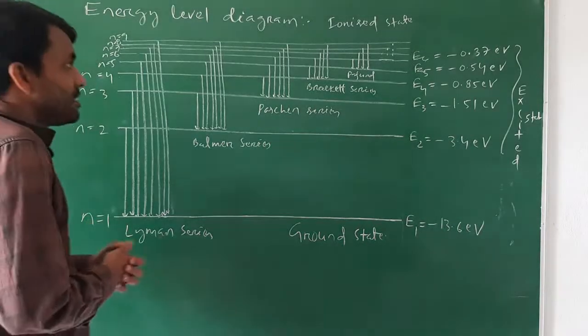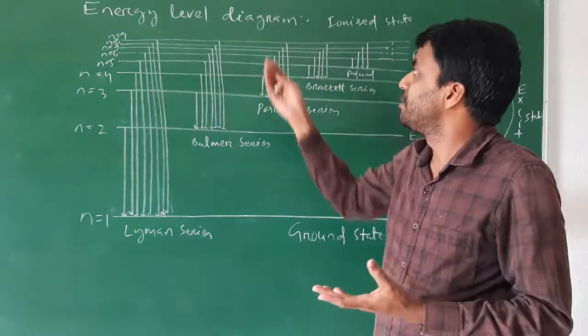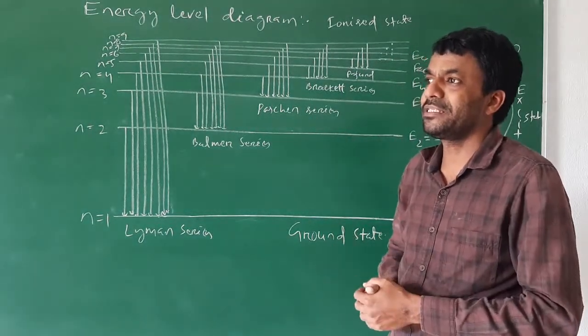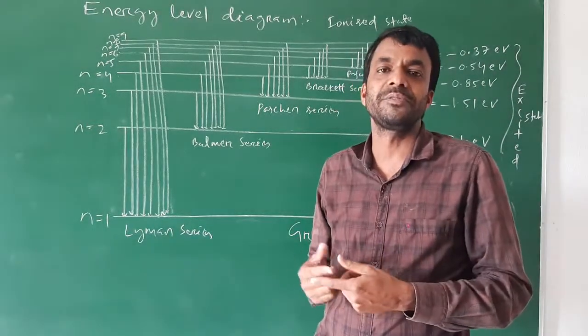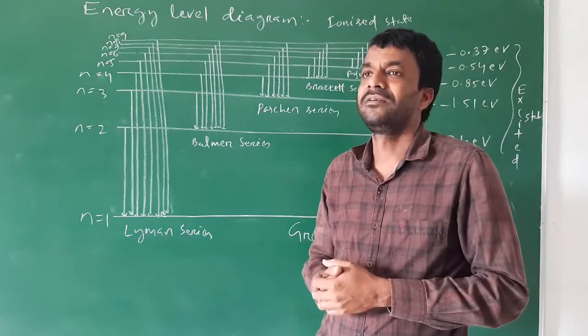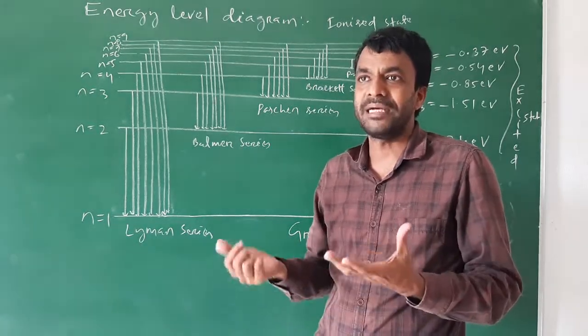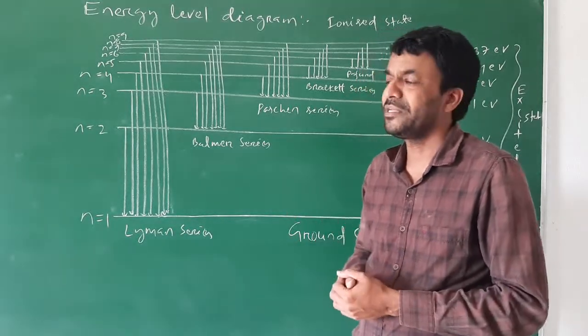Okay, good morning students. Today we will discuss the energy level diagram. An energy level diagram is the diagrammatic representation of the spectral series like the Lyman series, Balmer series, Paschen series, Brackett series, Pfund series, etc.